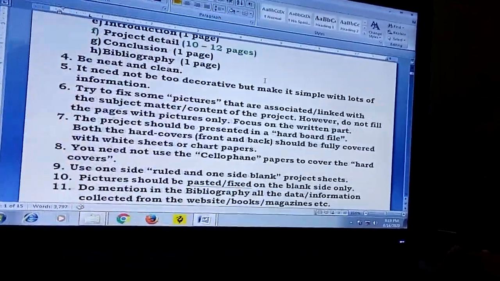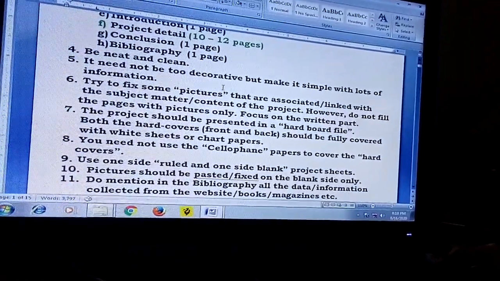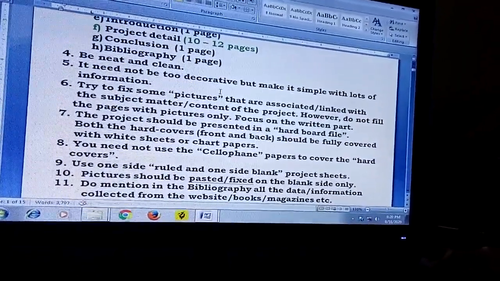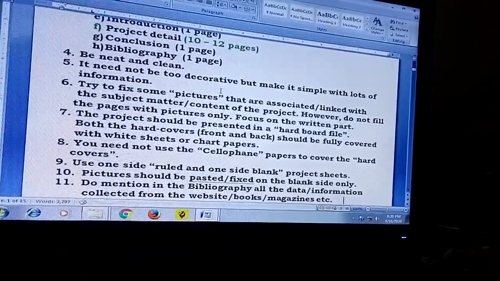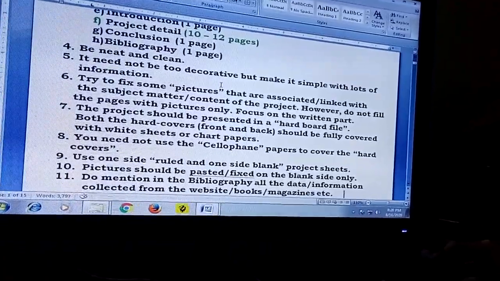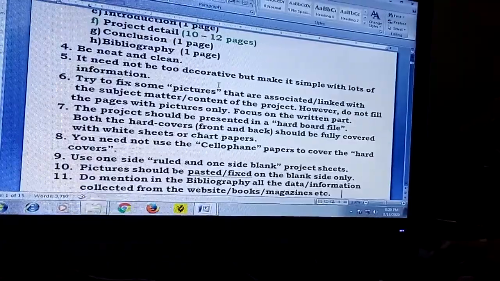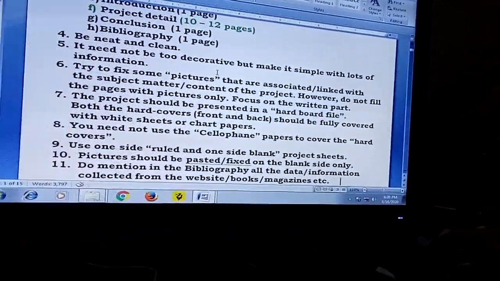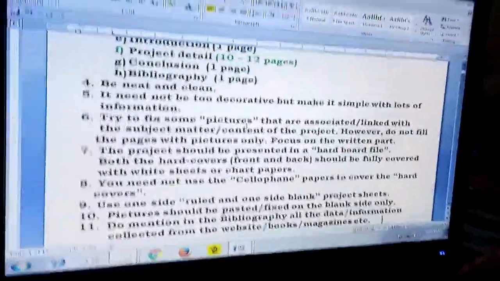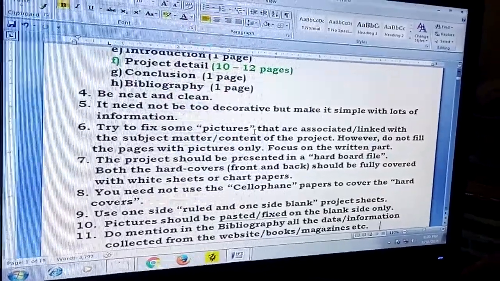Now the fourth point: be neat and clean. It need not be too decorative. Please, I draw your attention to this very importantly. You are not children. Do not decorate. Do not spend your time and money on decorating your pages. Absolutely, there is no mark for that. We want only and only mainly the subject material.